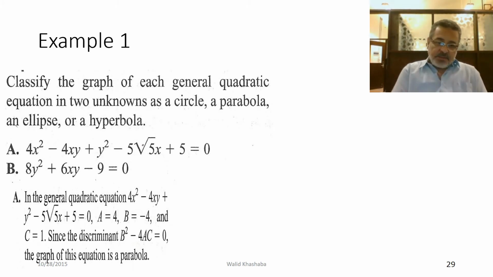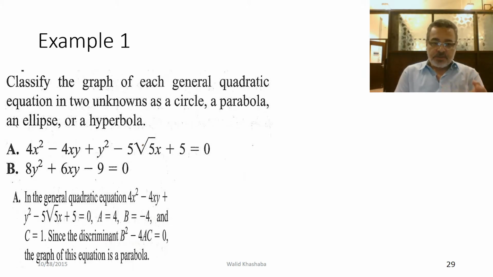As you can see here, A is 4, B is negative 4, and C, which is the coefficient of y squared, is 1. Then the discriminant, which is b squared minus 4ac, equals 0. Then we are dealing with a parabola. That's what you should focus on: the discriminant.